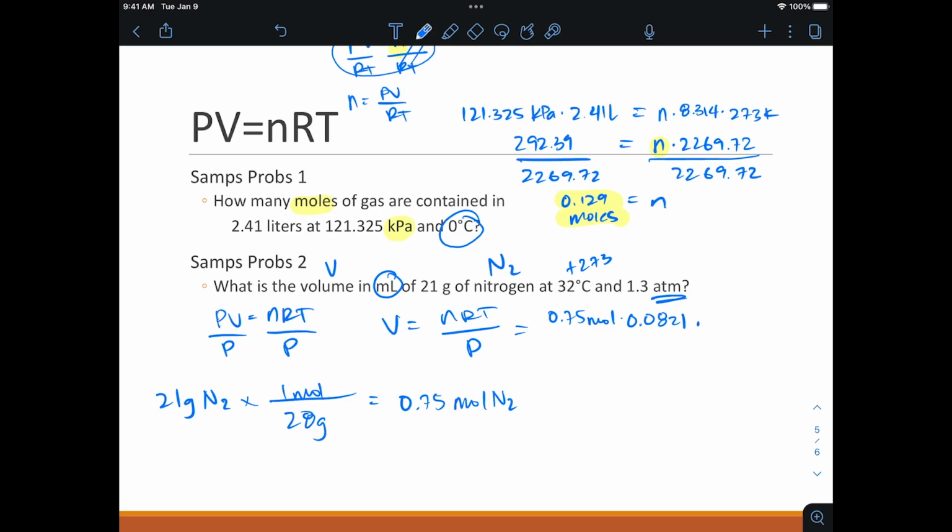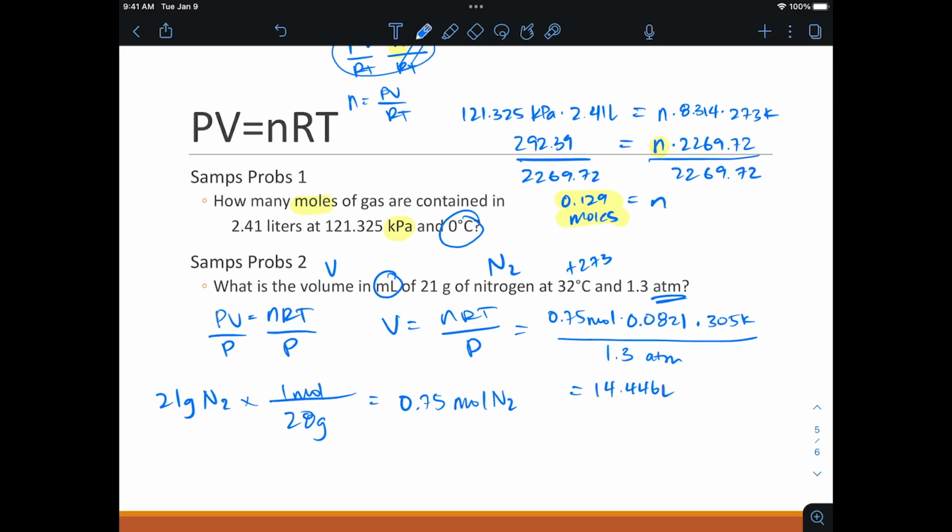The R for atmospheres is 0.0821. The temperature in this problem is 32 degrees Celsius. 32 plus 273 is 305 Kelvin. And the pressure in this problem is 1.3 atm. So if you do that math, 0.75 times 0.0821 times 305 divided by 1.3, you get 14.446 liters.